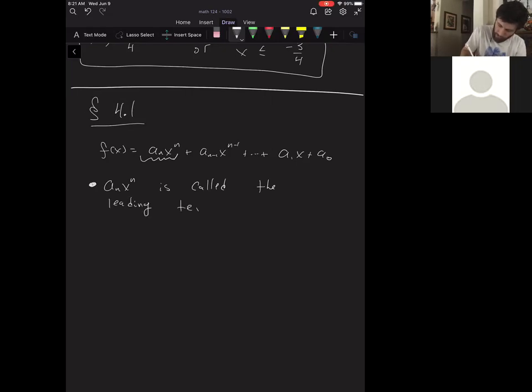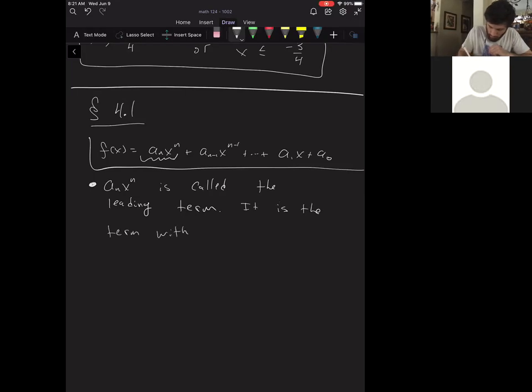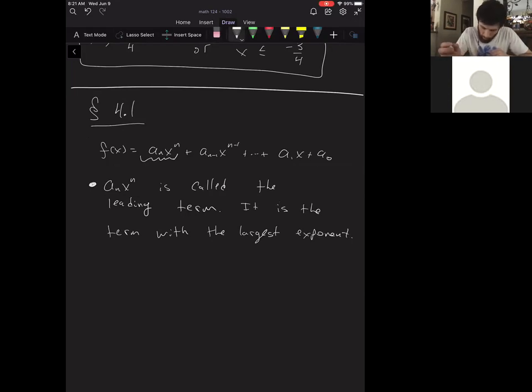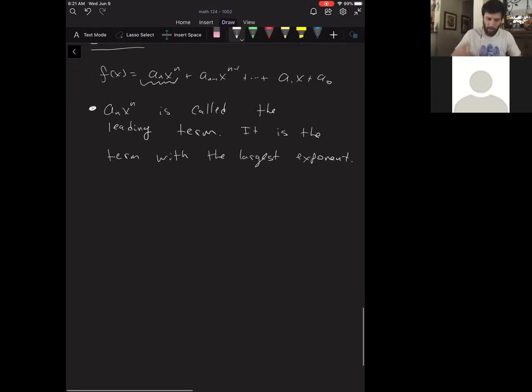So if we say leading term, what that basically means is the term that has the highest exponent. It is not necessarily the term written first, but the term with the highest exponent, which in this case is the a_n x to the n term. So it is the term with the largest exponent. Okay, I believe that's all we really needed. It's the only definition I think we need. Okay, so now we're going to have something called end behavior.